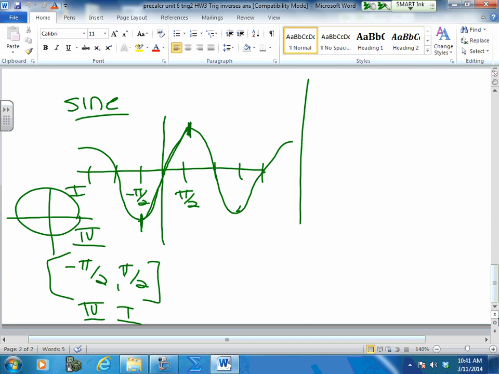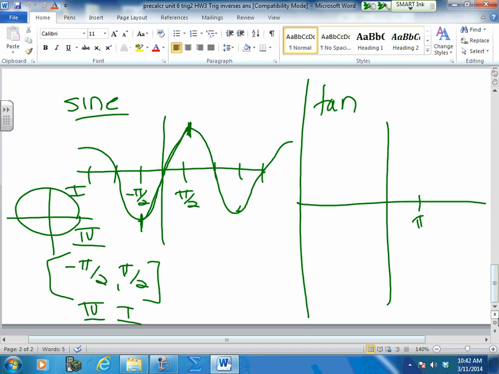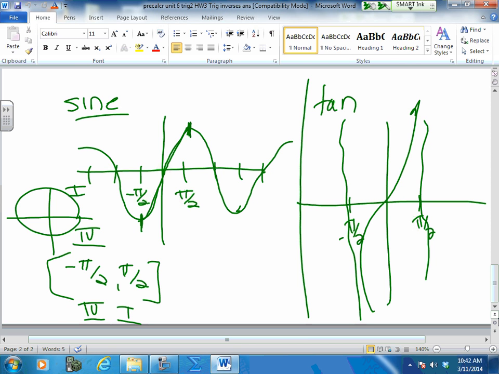So now, let's do your tangent curve. Your tangent is the same thing. Here's your tangent. Your tangent is even nicer, because we said it has a natural boundary right here. There's your piece of tangent curve right there. So your domain is going from negative pi over 2 to pi over 2. Same as your sine. The only difference is we can't use the negative 90, the positive 90.